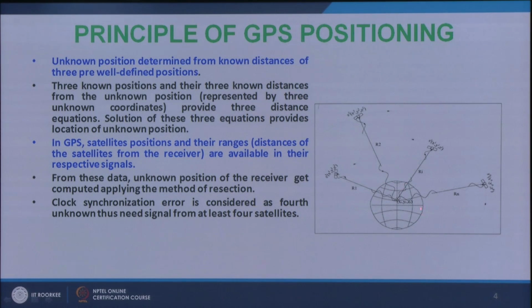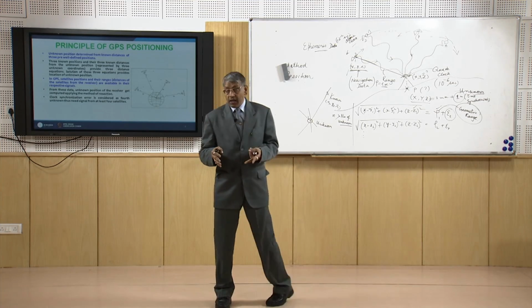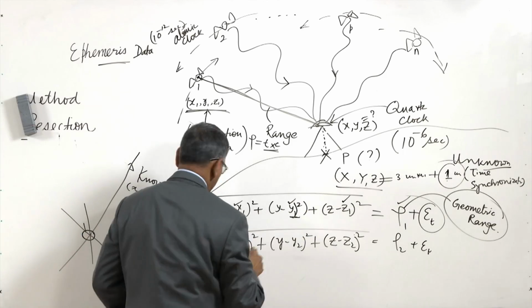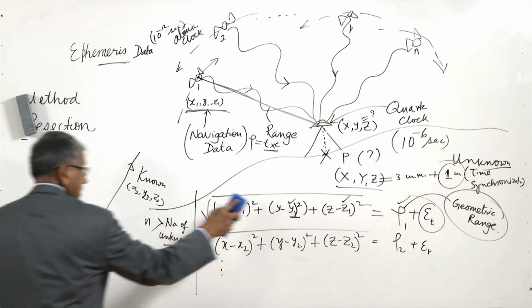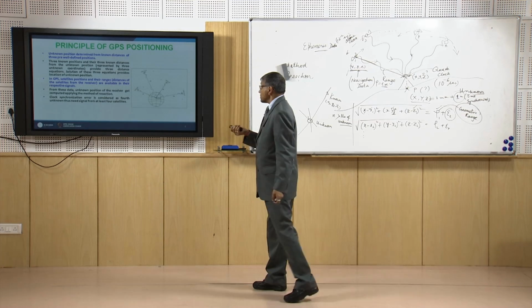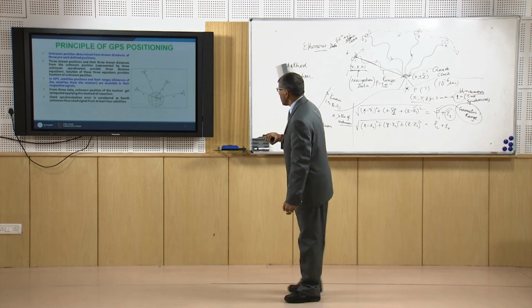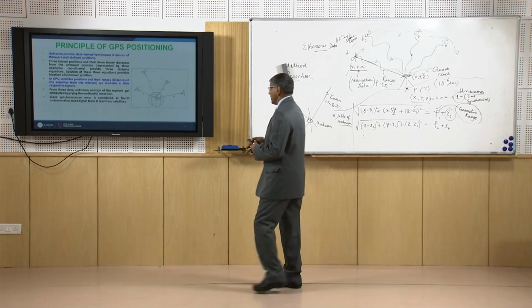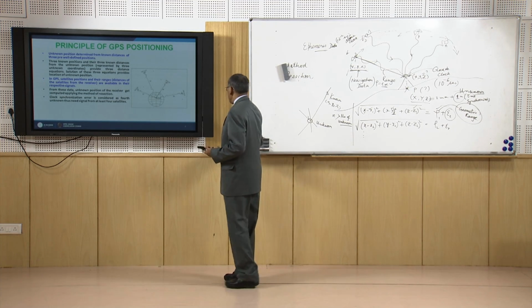Incidentally, whenever we go for positioning, it is the time synchronization error. See that there is a mistake here, actually this bracket will be coming here. Anyway, in this way we determine the position of an unknown point by the method of analytical resection.